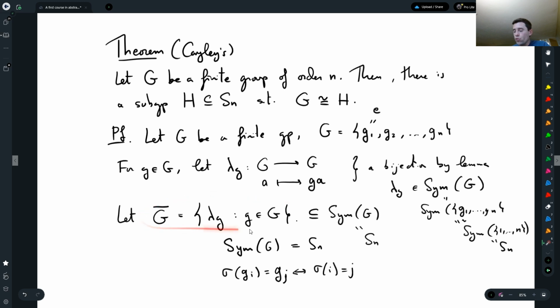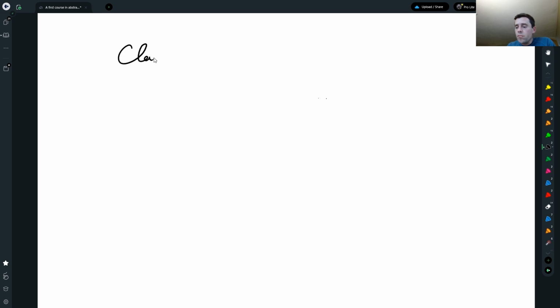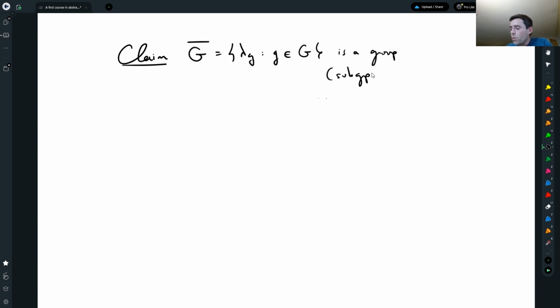And what I'm going to do to complete the theorem is to show that this is, in fact, the H that I'm looking for. It's going to be a subgroup. So we claim that G bar, the subset of these permutations of the elements of G, is a group. And in fact, it is a subgroup of the symmetric group of G. But let's prove that it is in fact a group. First of all, under composition, this is closed.